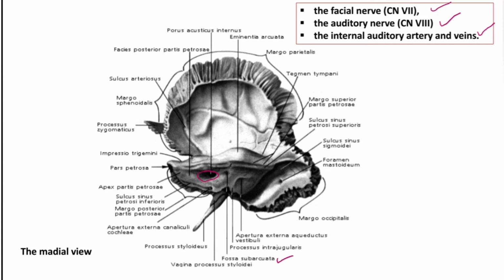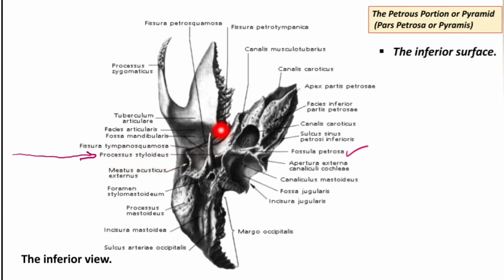Right, so if you look here, you can also see a subarcuate fossa, fossa subarcuata, read this one, right? And the next one is the aperture for the external aqueduct of the vestibule, called apertura externa aqueductus vestibuli, right here. So this shape is more like, if you remember the scaphoid fossa on the sphenoid bone, it looks something like this, right? Okay.